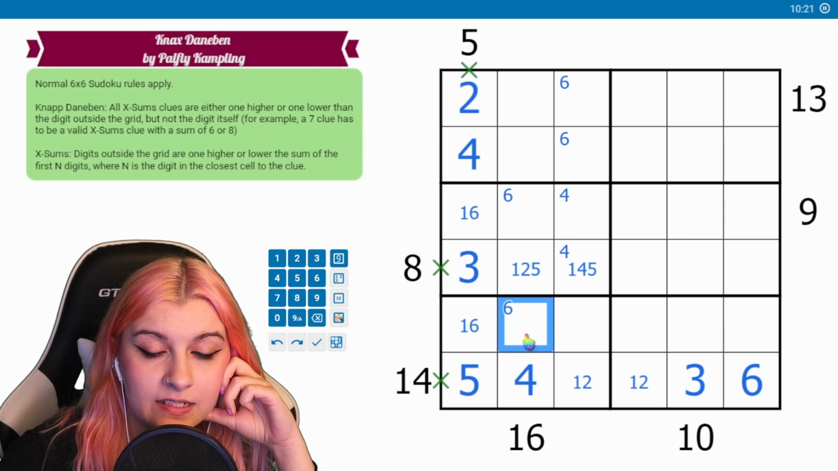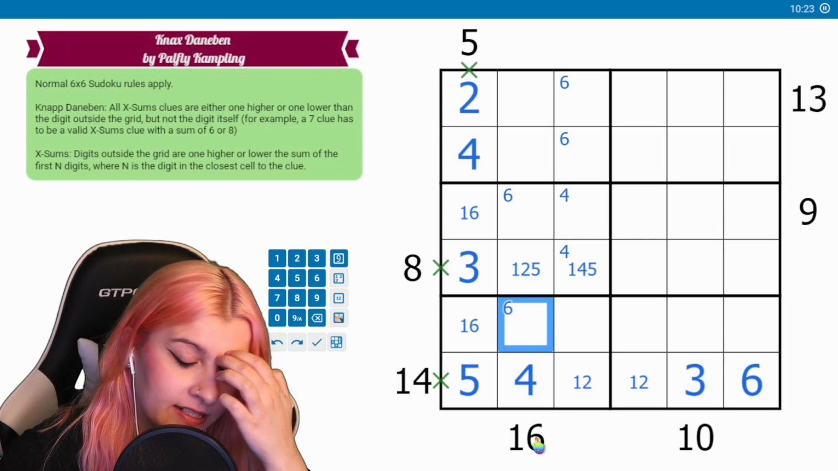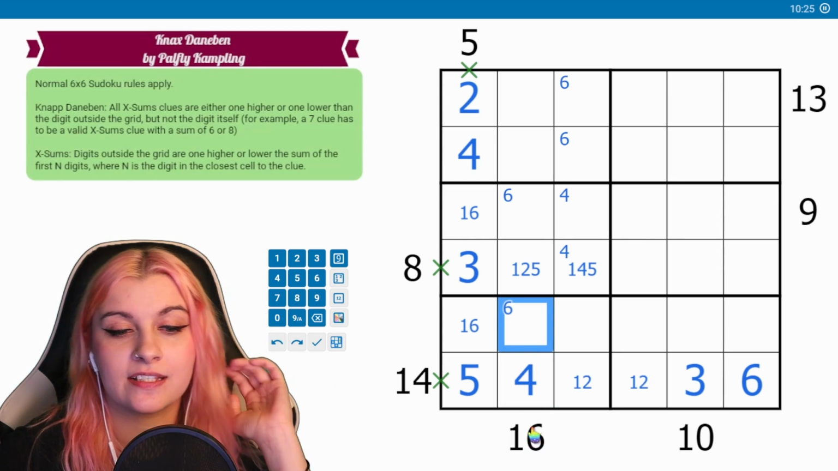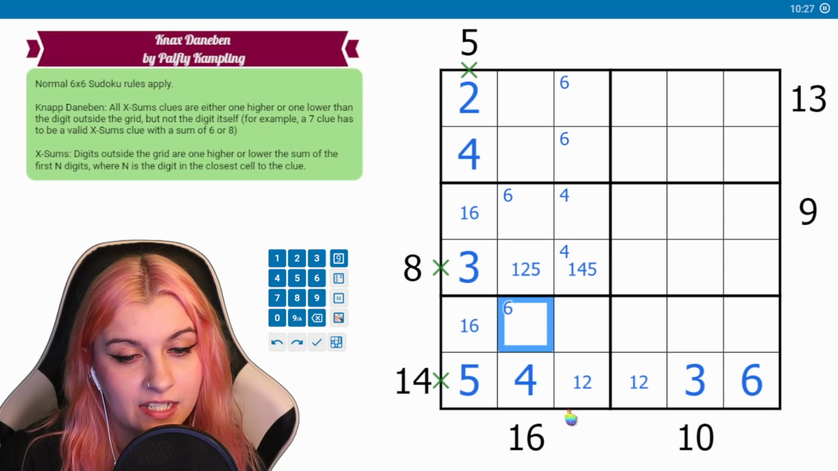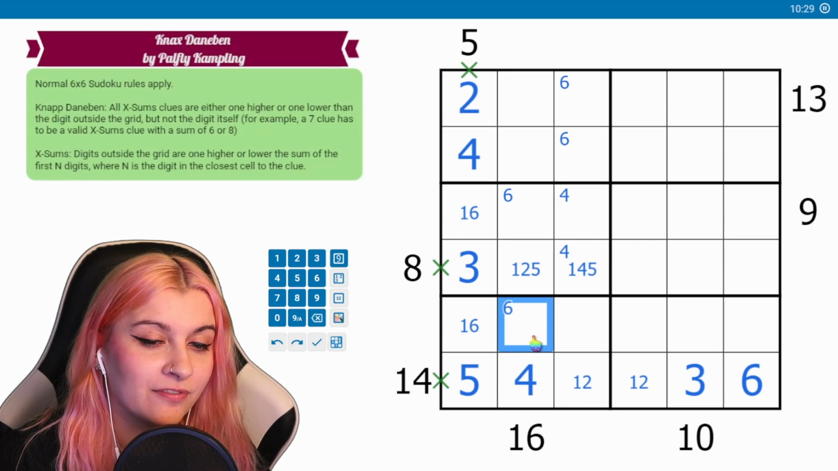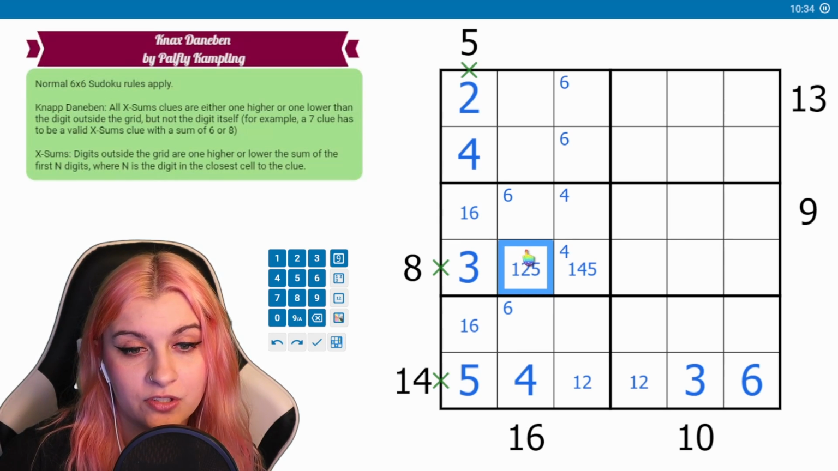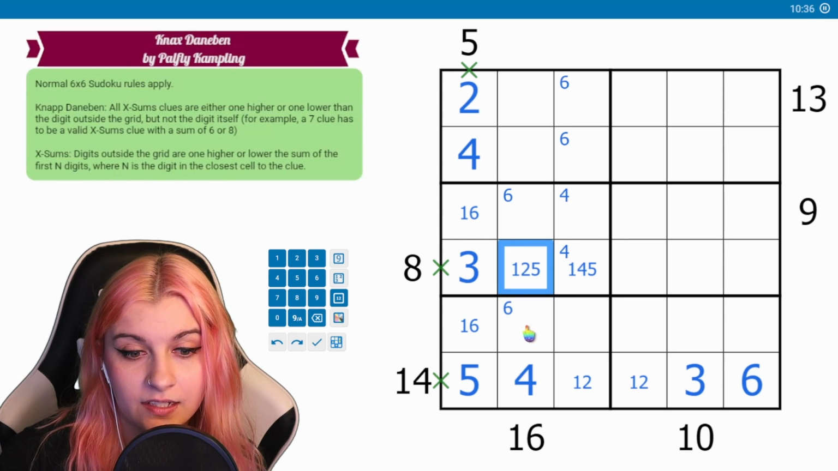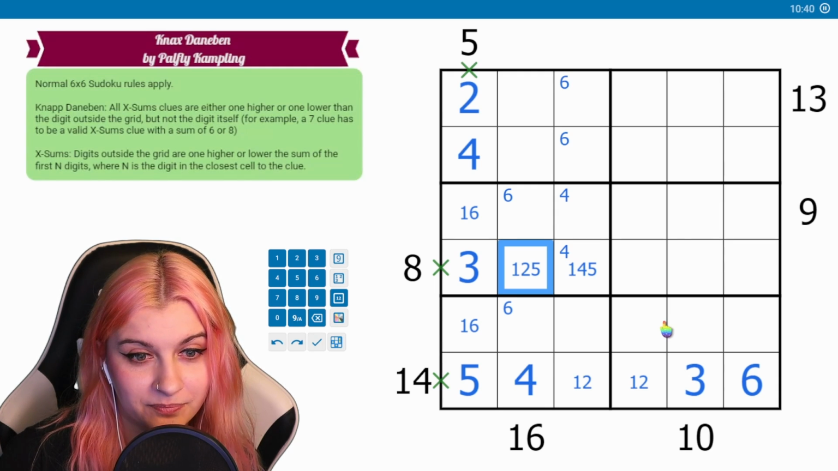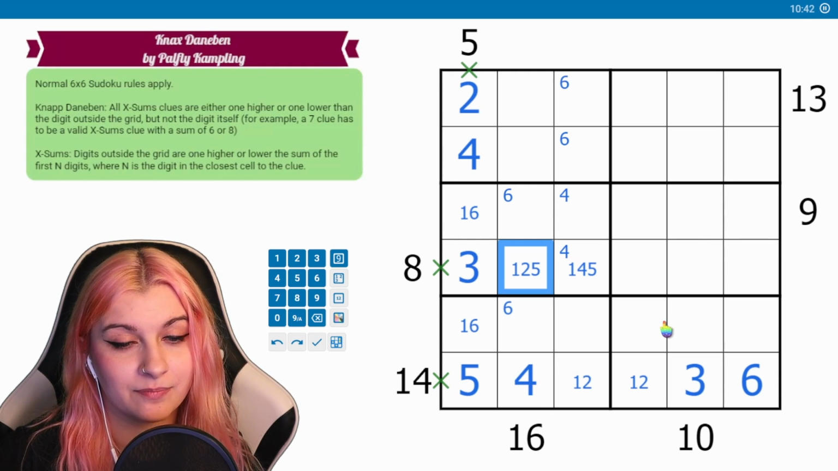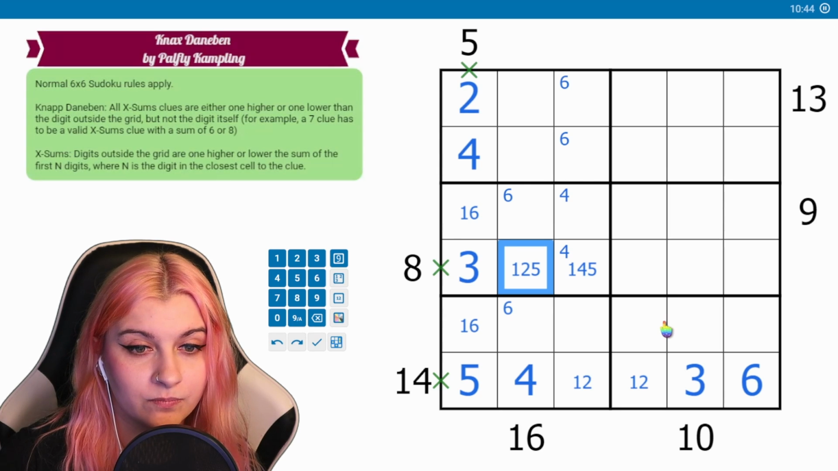4 and 6. Oh my gosh, I'm not trying to get 16. I knew it was going to happen. I'm not trying to get 16. I'm trying to get either 15 or 17. So 4 and 6 I'm definitely using, which is 10. So the other 2 cells need to be 5 or 7. That's a better way of looking at it. 5 or 7.